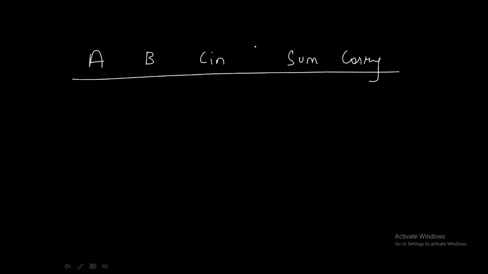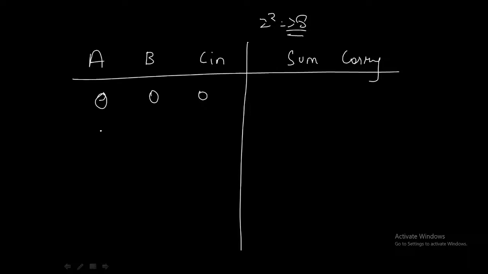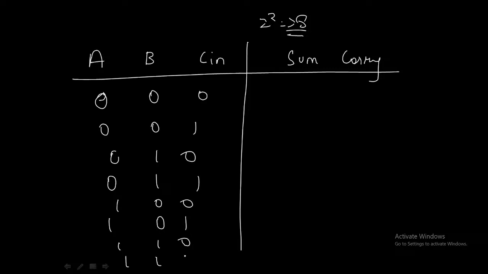Okay, so these are all the inputs and outputs you have. So total three inputs, so total combinations are 2 power 3, which is equal to 8. Okay, so 0 0 0, 0 0 1, 0 1 0, 0 1 1, 1 0 0, 1 0 1, 1 1 0, 1 1 1. Okay, 1 2 3 4 5 6 7 8 combinations.